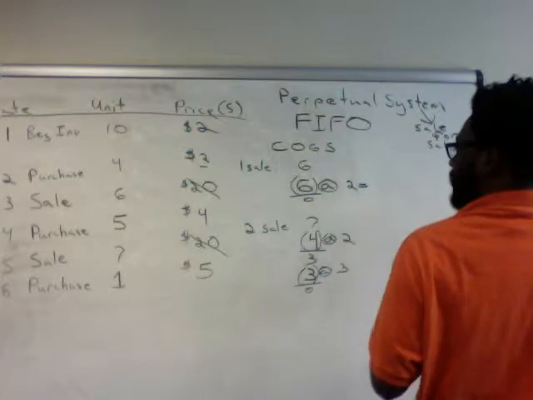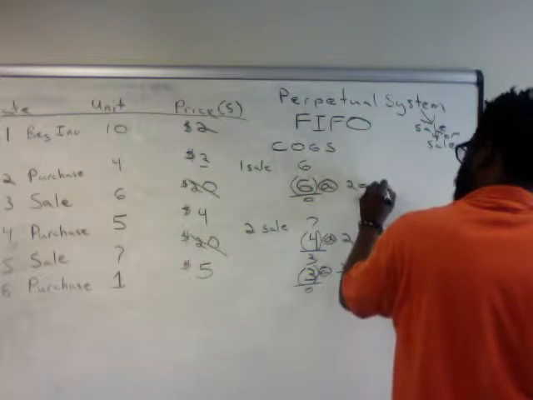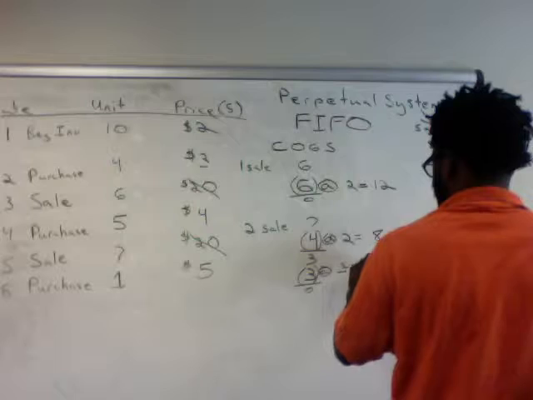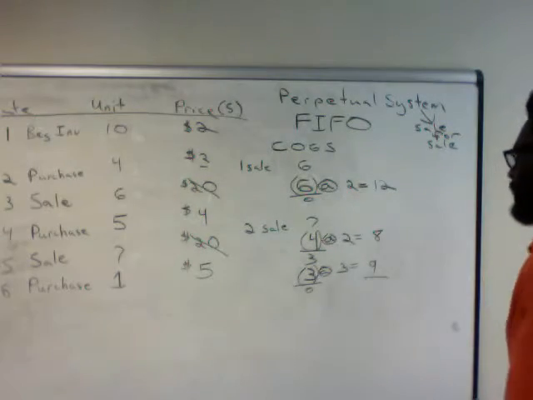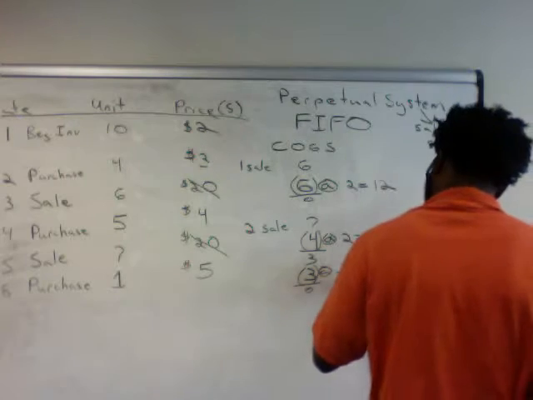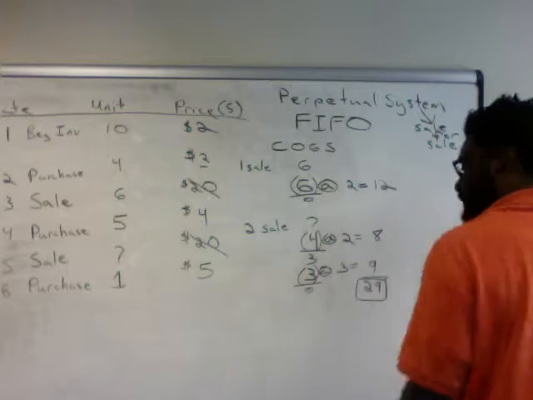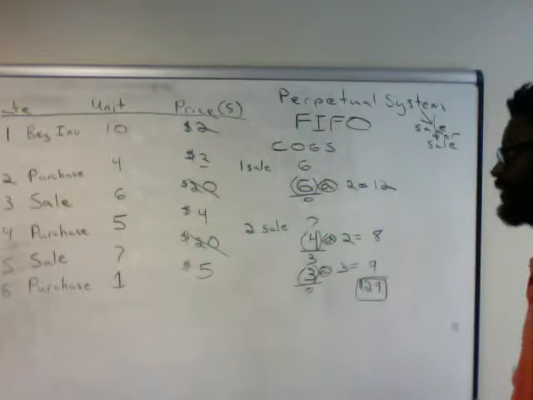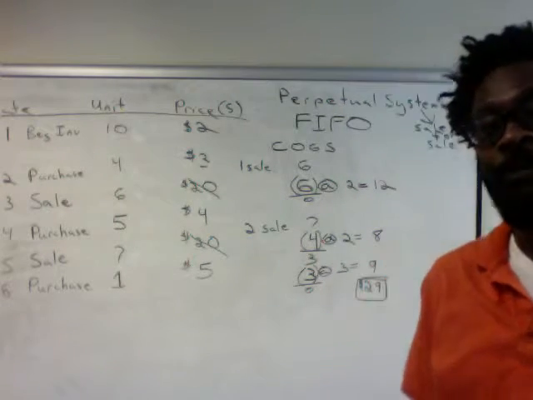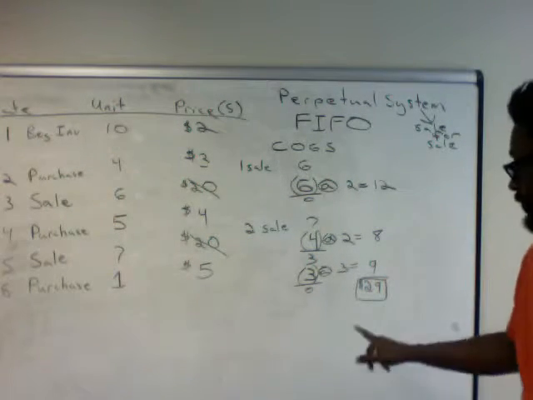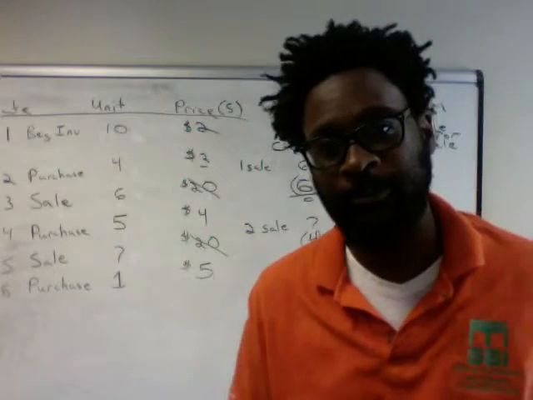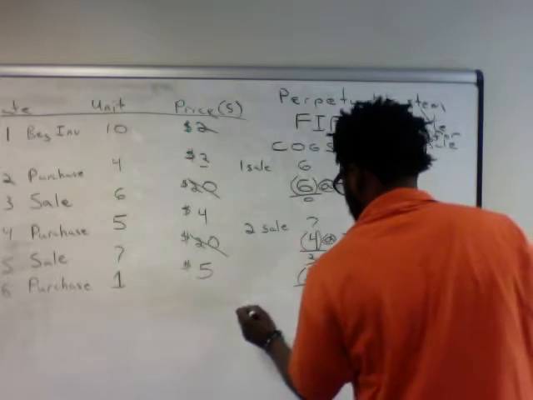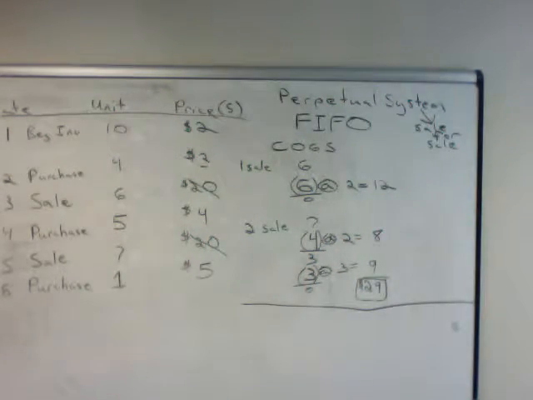Okay? So we're about to calculate our cost of goods sold. All we have to do now is multiply and add them up. So that's 12 plus 8 plus 9. That's 20, and that's 29. So this is your correct answer, class. $29. So the cost of our goods sold under FIFO is $29. So we're halfway home. Now the next thing we have to do is calculate our cost of ending inventory.